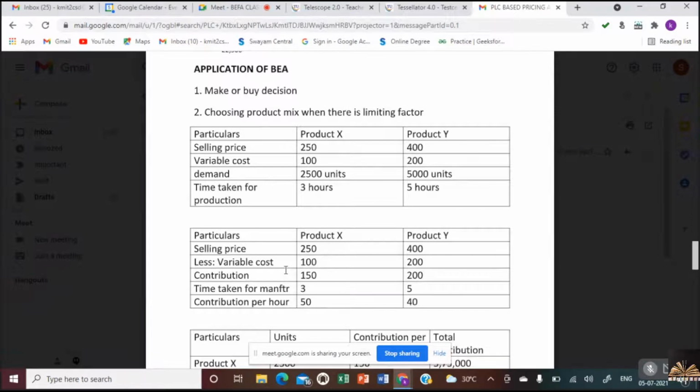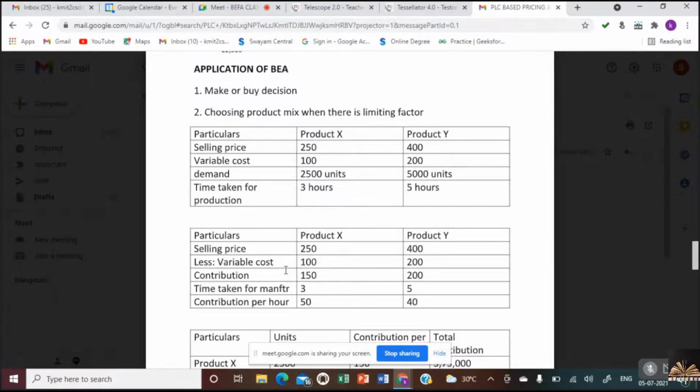Once we consider the machine hours, now which is more profitable? As was said, X is more profitable. Why? Because it takes only 3 hours to manufacture one product, but in the case of product Y, it takes 5 hours. 200 divided by 5 is 40. 150 divided by 3 is 50. So contribution per hour is more for product X. So product X is more profitable.